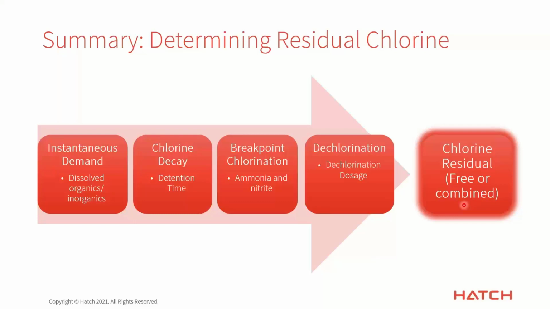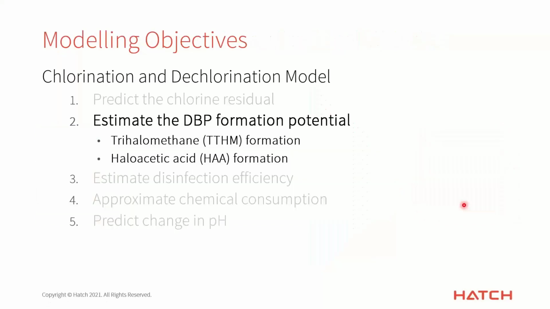The third one is breakpoint chlorination, and this is mainly affected by the ammonia and the nitrite concentrations entering the chlorination basin. And then the fourth one is dechlorination, and this is just majorly affected, obviously, by the dosage of the dechlorination chemical. And when this whole process is done, what we end up with is a chlorine residual prediction that can end up being a free residual or a combined residual, basically depending on the extent of the breakpoint chlorination reactions.